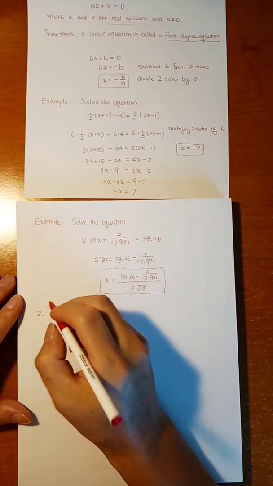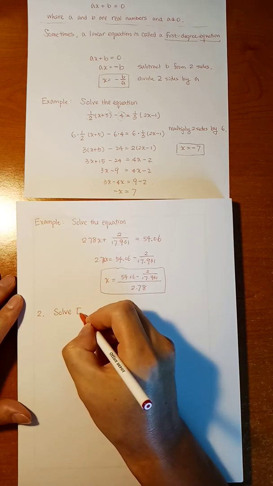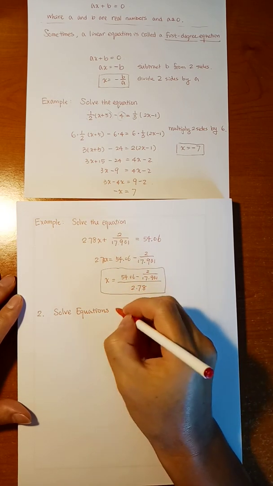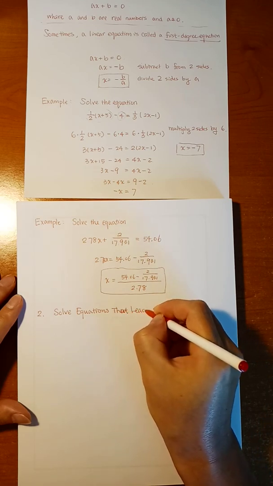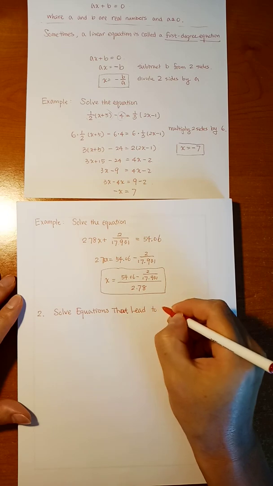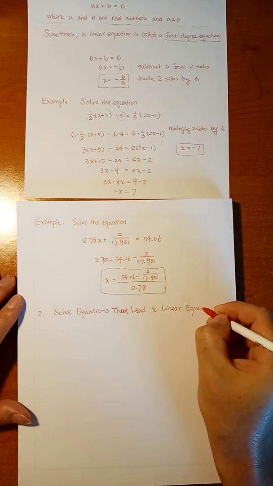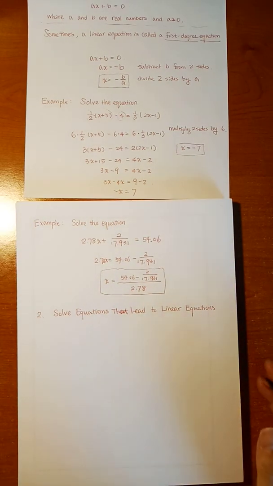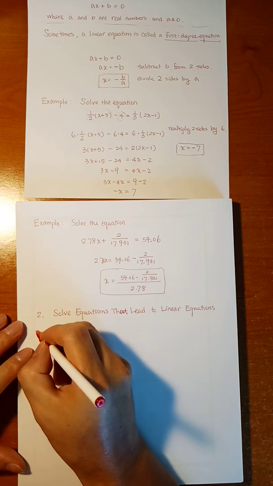And second, let's solve equations that lead to linear equations. So the equation itself is not a linear equation, but after several simplification steps, it becomes a linear equation. Okay?